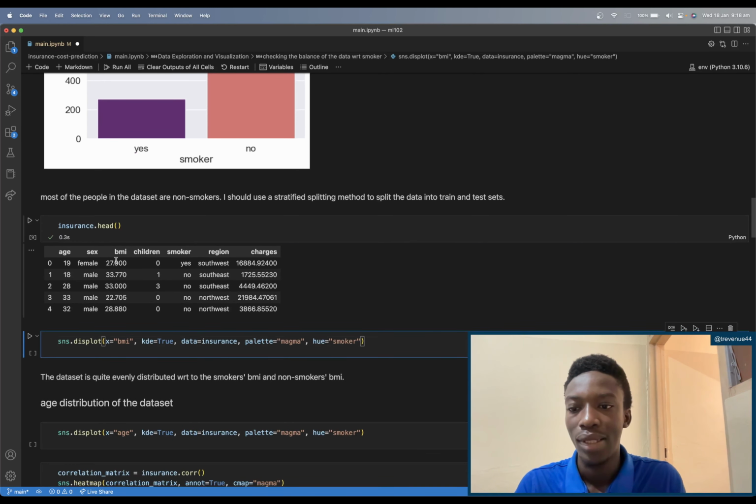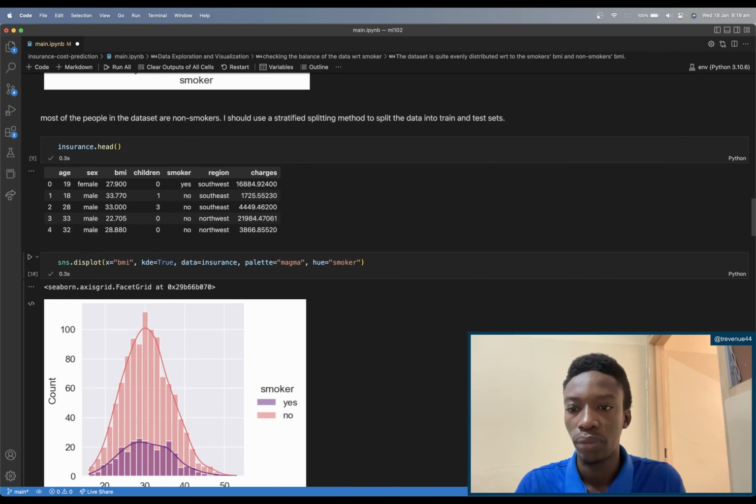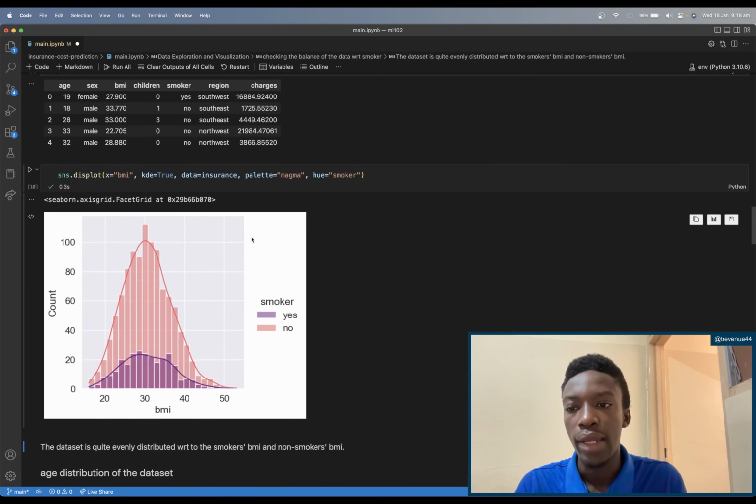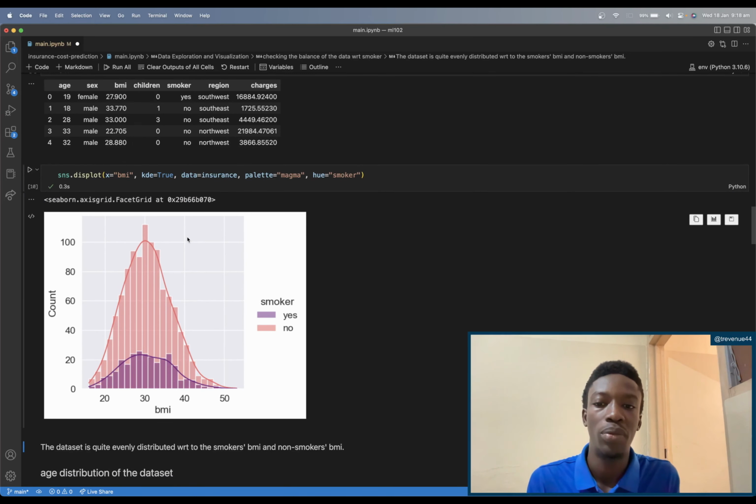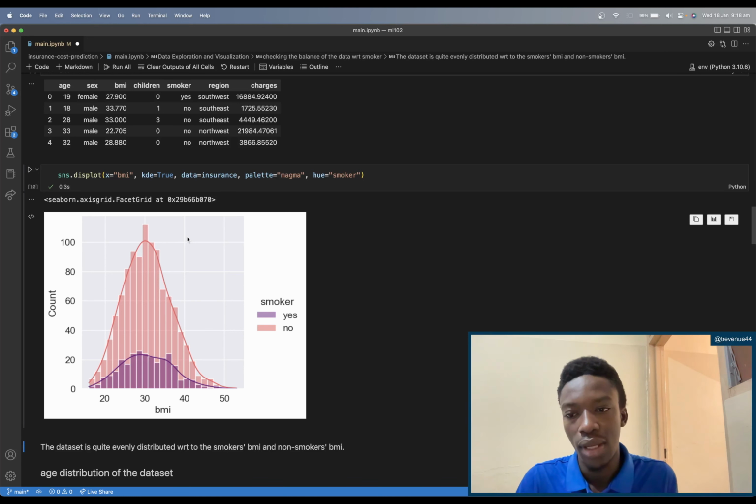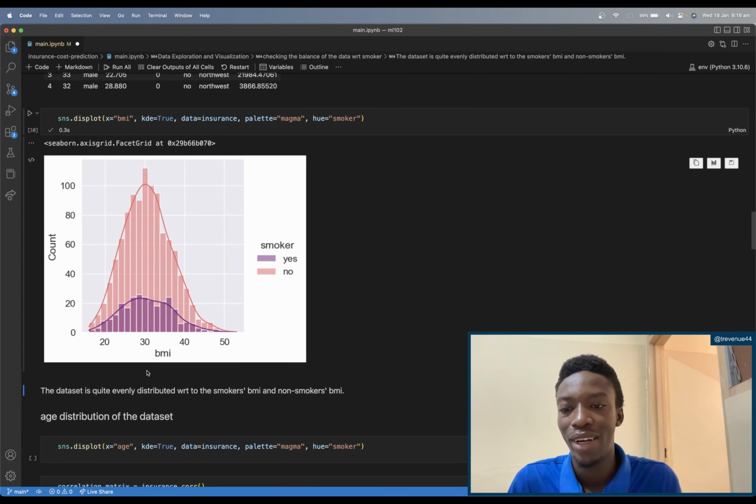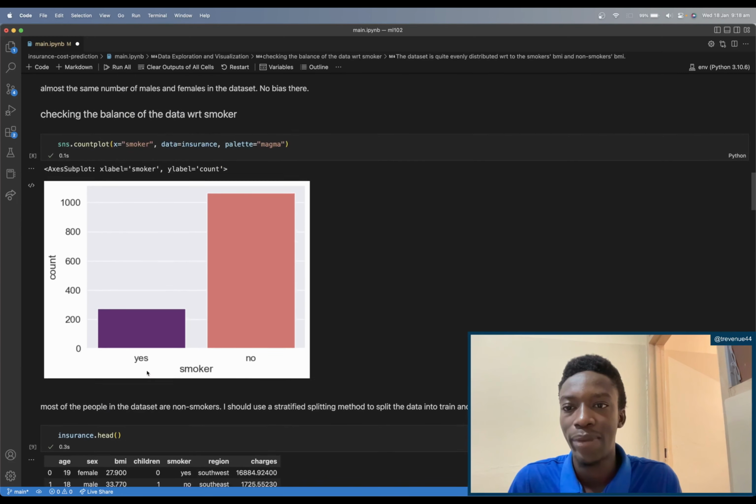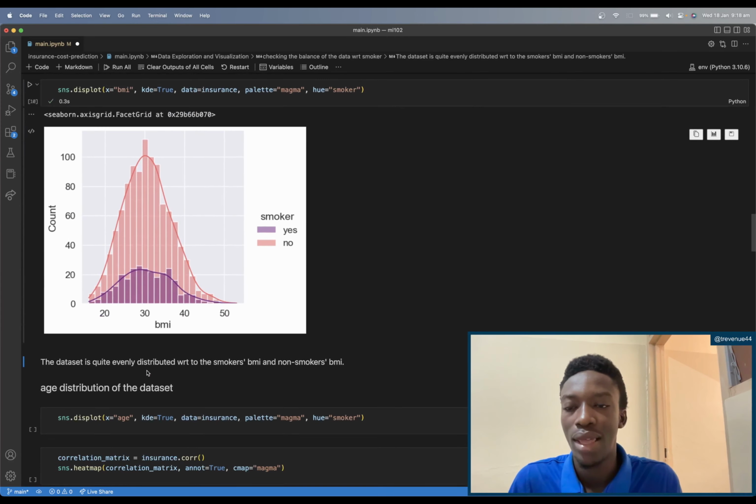Right, so after doing that, I also tried to see the distribution of the BMI of the people with respect to whether they are smokers or not. And based on this, it seems to be a bit more evenly distributed, because if you look at those people that are not smokers, the distribution of their BMI is essentially close to the distribution of the BMI of those who are smokers. So here too, there isn't much of a difference. But all this data exploration is doing is giving me insight into the data set that I have.